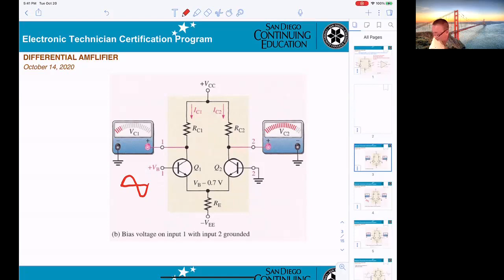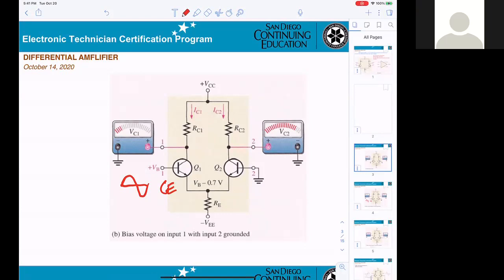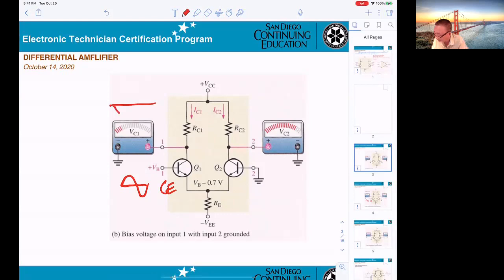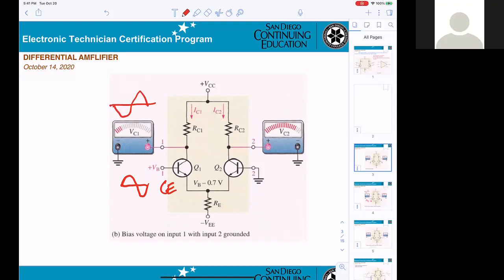So you agree with me, Q1 will be CE, right? Yes. Okay. So for CE, the output here will look like this, right? Yes. They will be opposite. Okay, that is done for Q1.